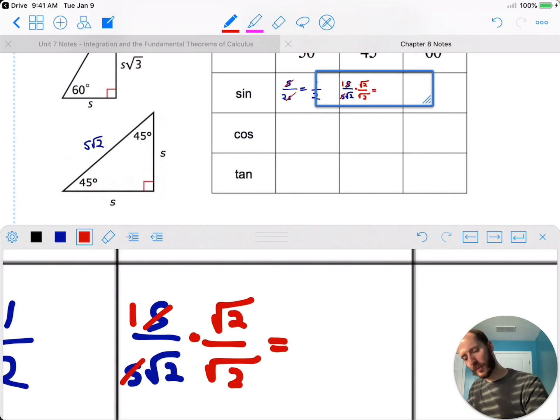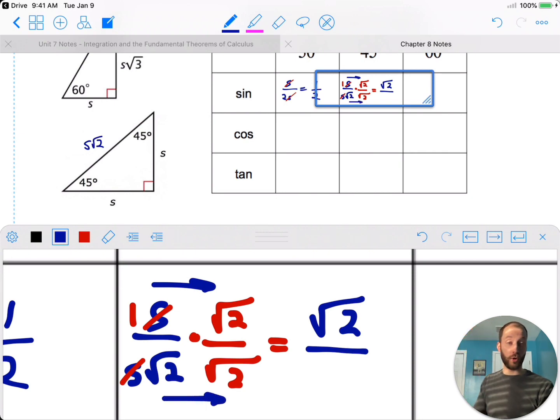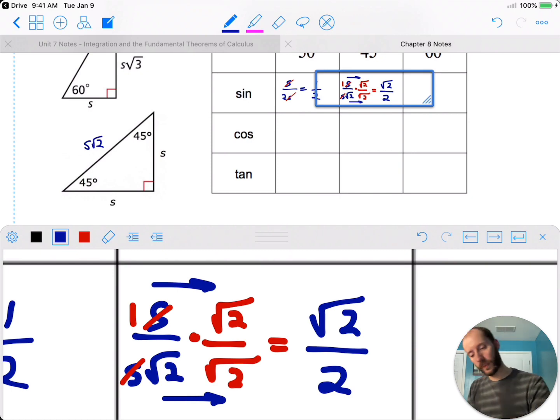Kind of like mathematical grammar, you can't have a square root in the denominator. So multiply across: 1 times root 2, then root 2 times root 2 is root 4, or 2. So every 45-45-90 triangle has a sine ratio of root 2 over 2.